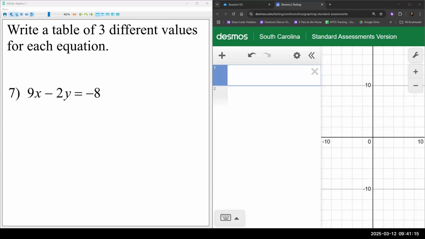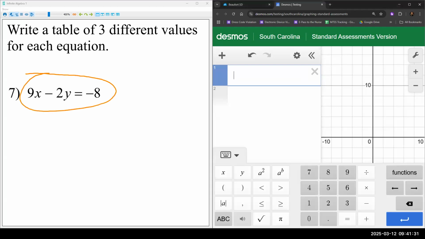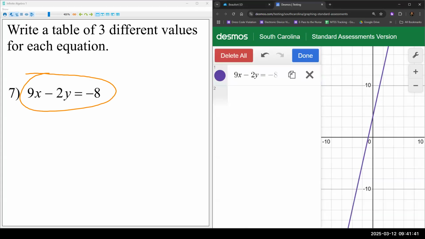All right, so you haven't got there. That's all right. We're going to look at number 7. Remember I said first 6 are the same, but once I get to number 7, I run into a problem. So here's our problem. If I just do it like I did the first 6, I'd take that and I'd come over here, I'd type it in. 9x minus 2y equals -8. There's my line. I hit my gear and the table option's not there, okay?